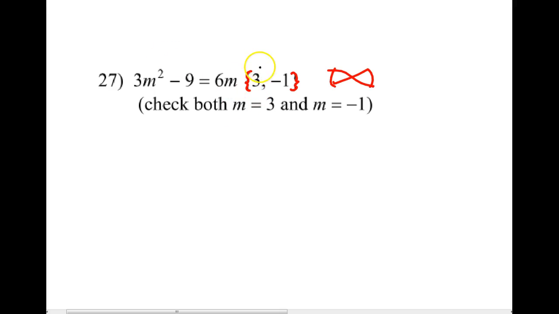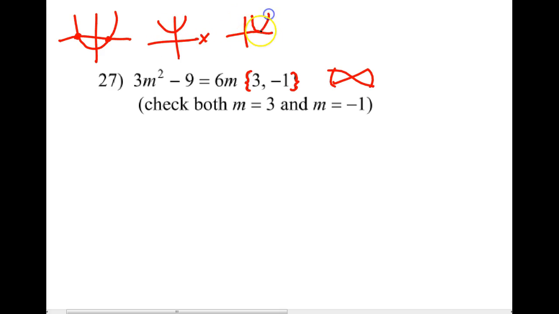So we're going to check both because, since it's quadratic, it could have 2 answers. Quadratics have up to 2 answers. And if you recall, an answer for a quadratic is where it crosses the x-axis. Here and here. So it could have 2 answers. It could have no answers, doesn't cross the x-axis at all. And it could have one answer if it crosses at that one point.